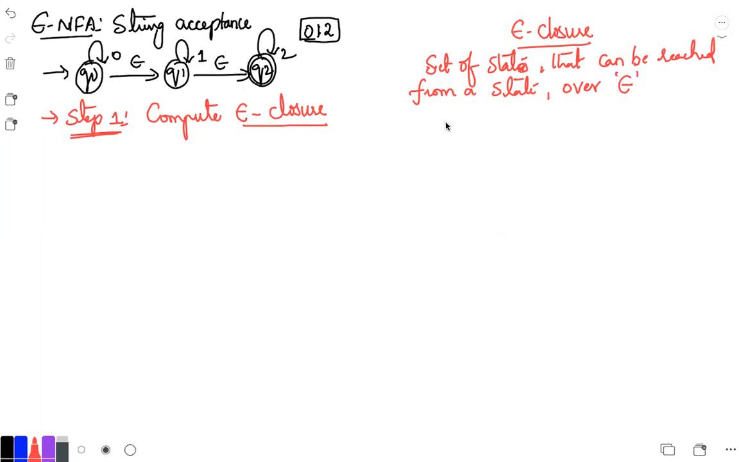For example, epsilon closure of Q0. Watch this carefully. If I want to compute epsilon closure of Q0 in this NFA, see the definition: set of states that can be reached from a state over epsilon. So Q0 from this NFA, you can see there is only 0, but I have told you there is a virtual epsilon, right? Every state over the input epsilon reaches itself. So from Q0, if you take the input epsilon, you can reach Q0. Agreed, all of you?